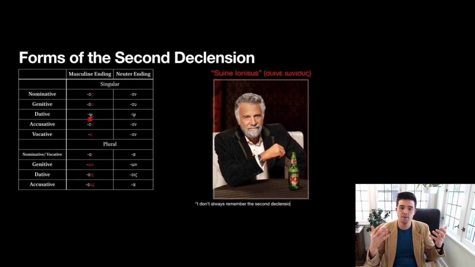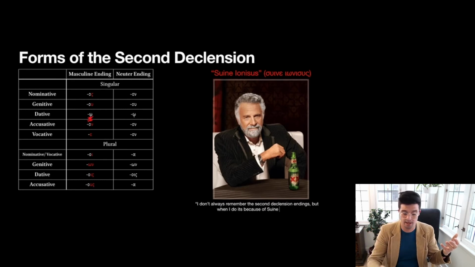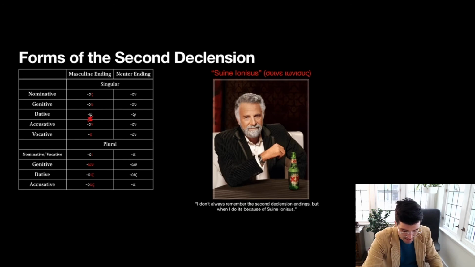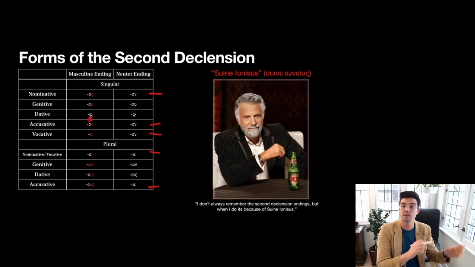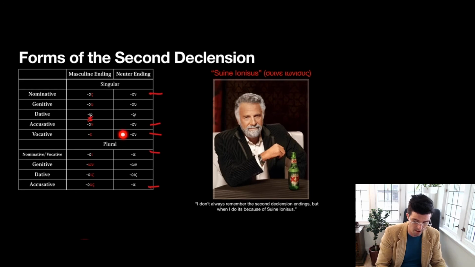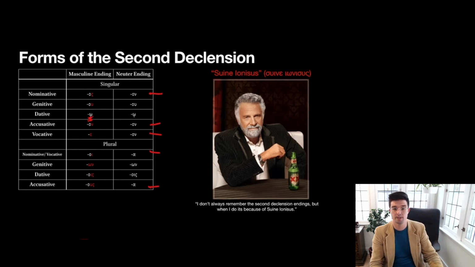He helps me remember that these are the letters of the second declension. So this is my mnemonic for getting you to remember these things. And if you can remember, along with Swain Dionysus, that the nominative, the accusative, and the vocative of the neuter are going to differ from the masculine, all you have to do is remember these differences that go along with our suave friend, Swain Dionysus.